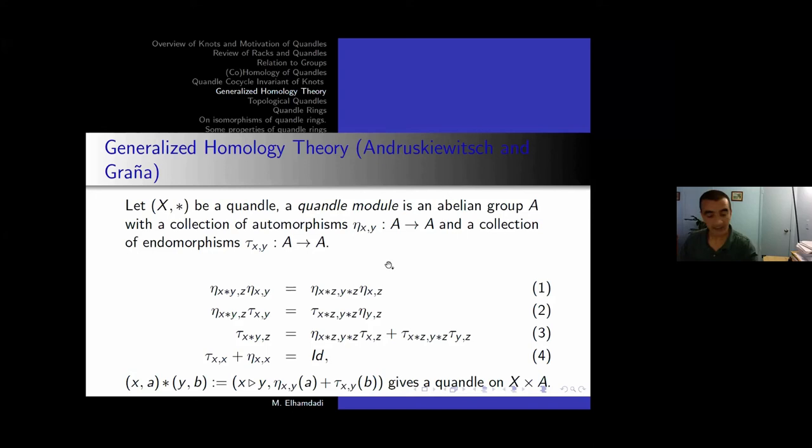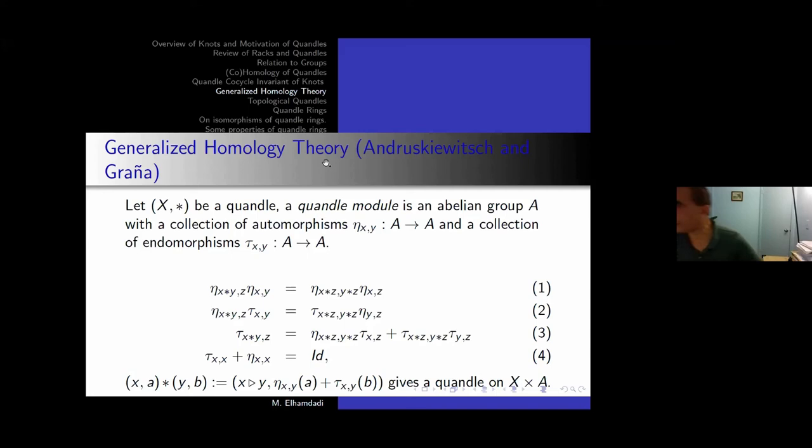I will talk about generalization of the quandle homology. This was done by Andruskiewitsch and Graña. Just before this, Carter, Saito and myself did what's called the twisted quandle homology, but I'm going to skip it because of time. It's just a special case of this. Later, Andruskiewitsch and Graña made some generalization.